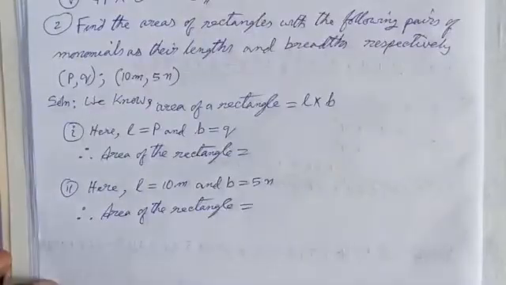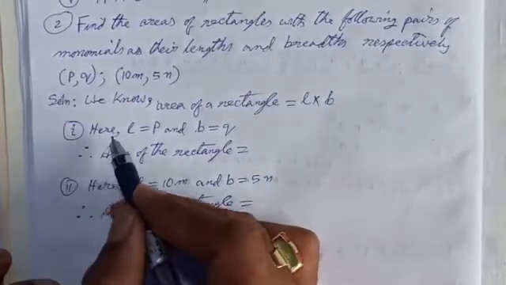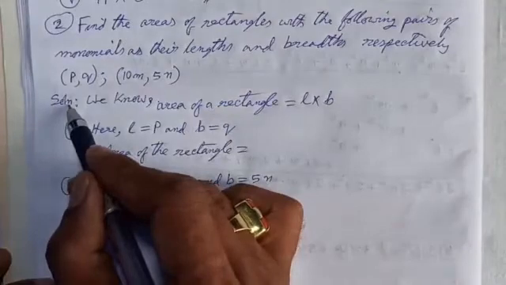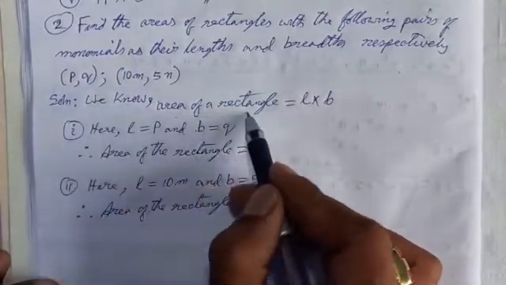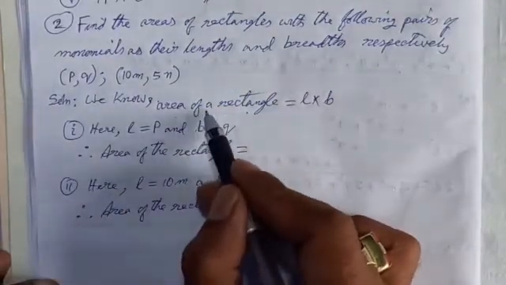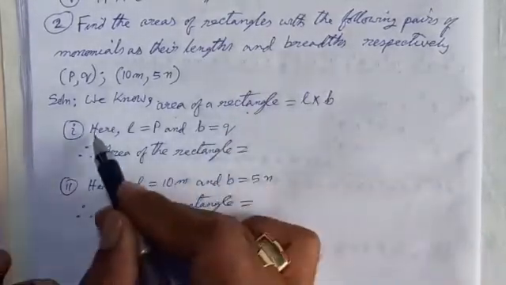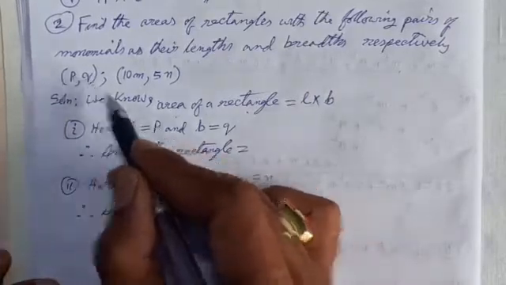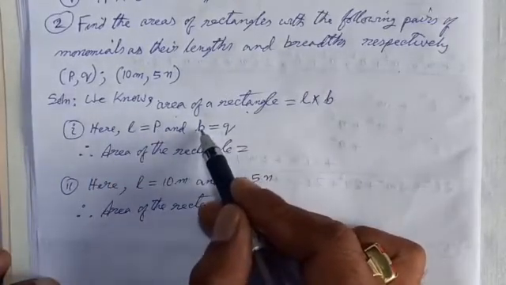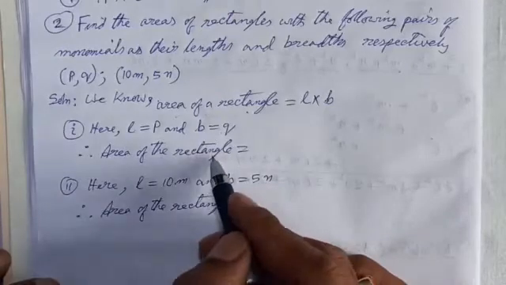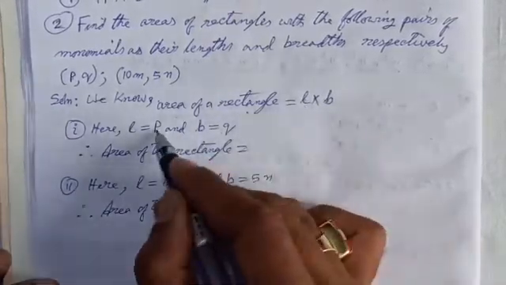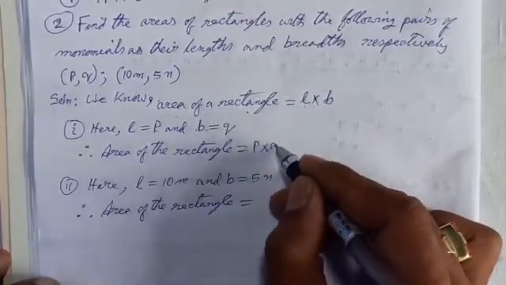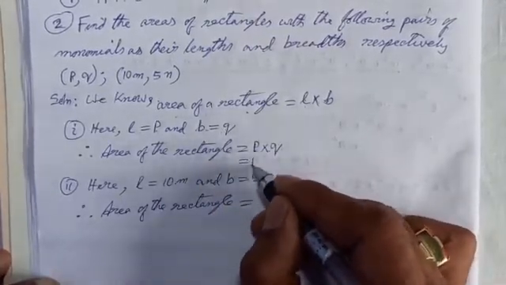Question number 2, solution. We know the formula to find the area of a rectangle is length into breadth. Here p is length, so length is p, and q is breadth, so b is equal to q. Therefore area of the rectangle is length into breadth. Length becomes now p into breadth becomes now q. Then p into q is pq, and pq is the answer.